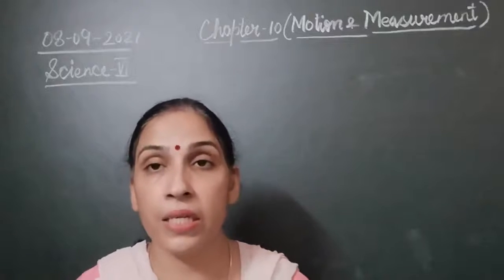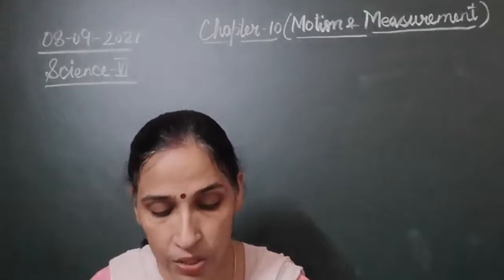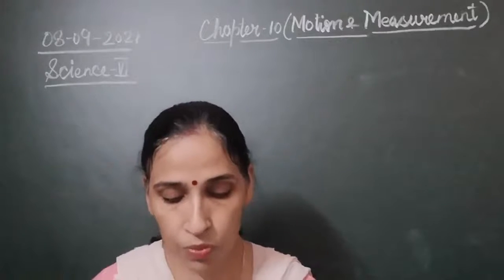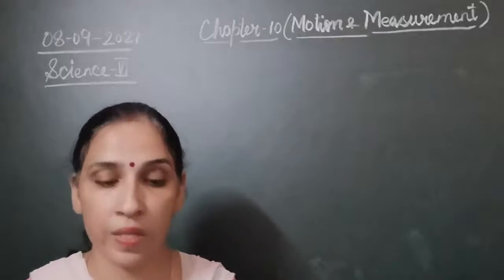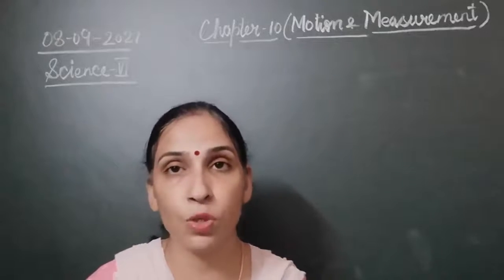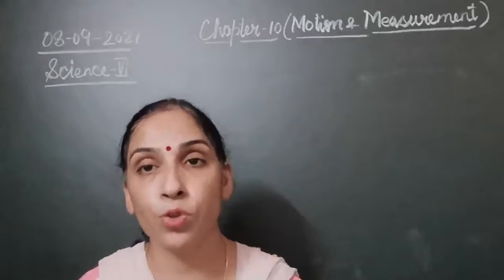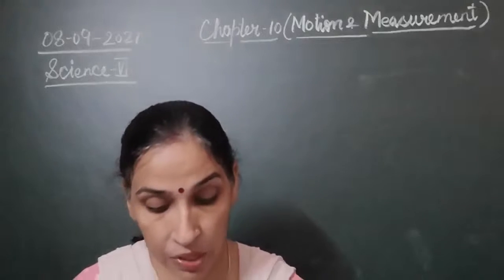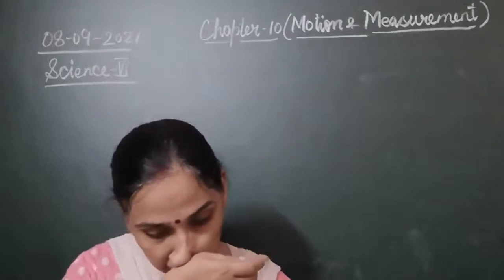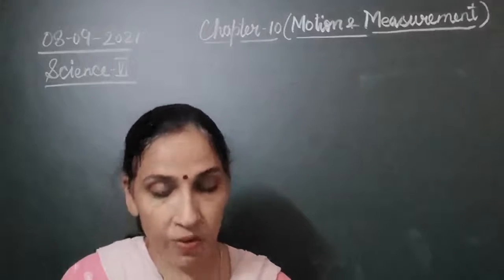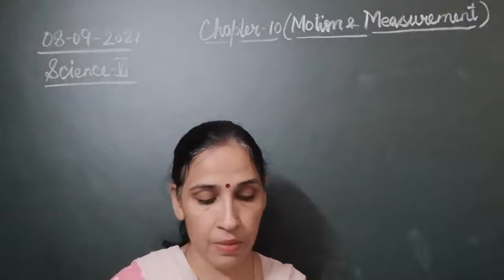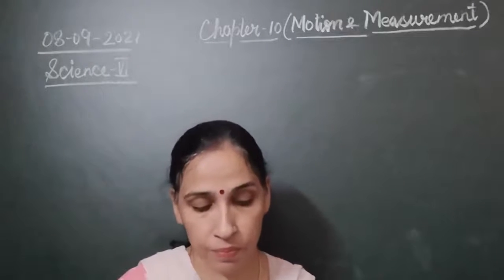Now there are certain standard quantities which we use to measure various things. We use instruments such as clocks and watches to measure time, measuring tapes to measure length, and to measure weight we use a weighing balance.